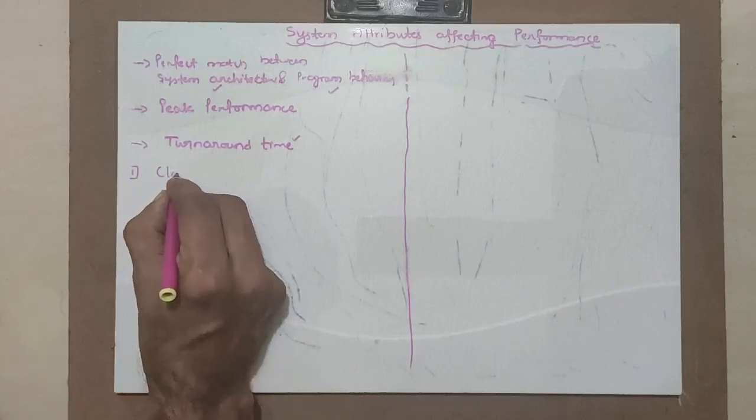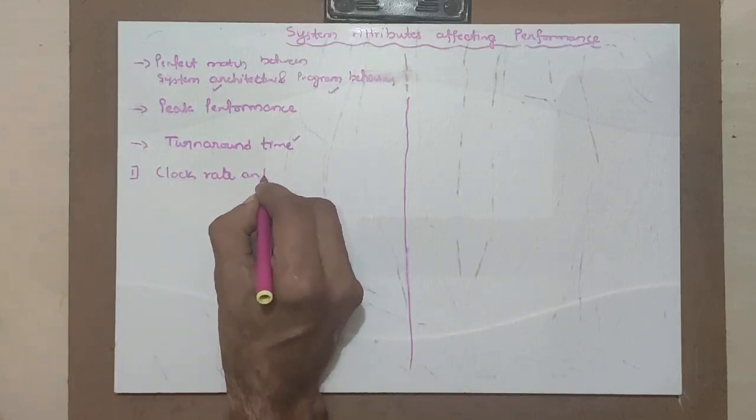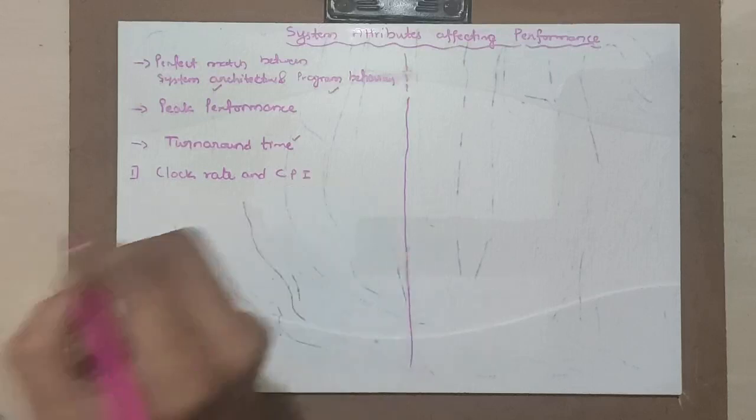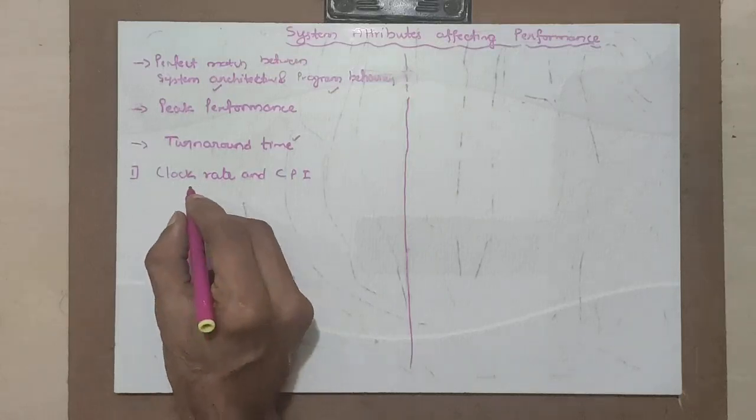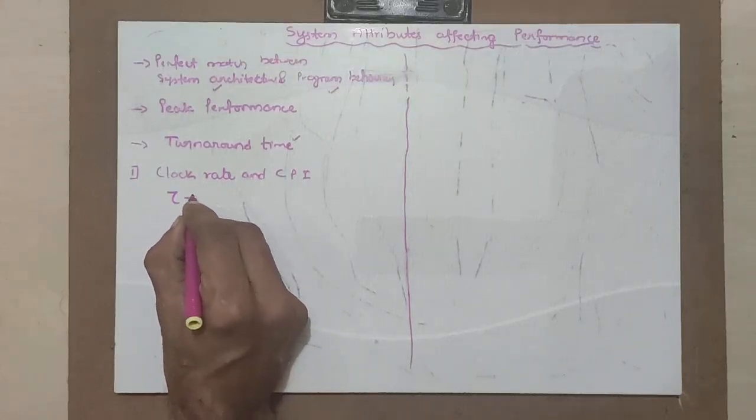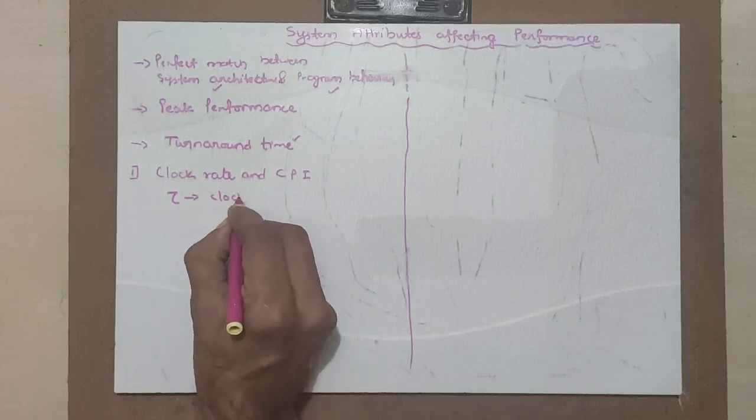First is clock rate and cycles per instruction, CPI, what we call cycles per instruction. Obviously any system is driven by a clock, isn't it? Any system is driven by a clock and the performance depends upon the clock speed. Hence, the clock cycle period, we call it as tau. Tau is called the clock period.